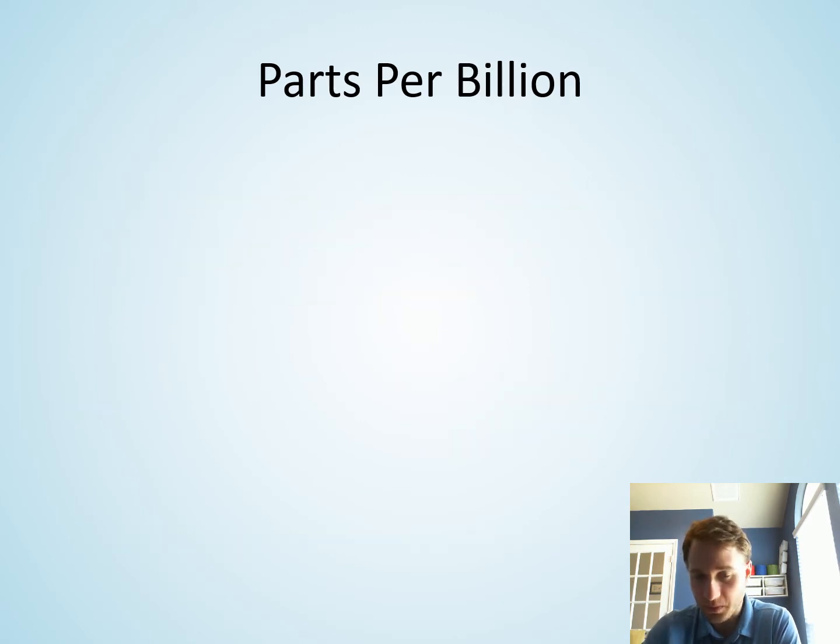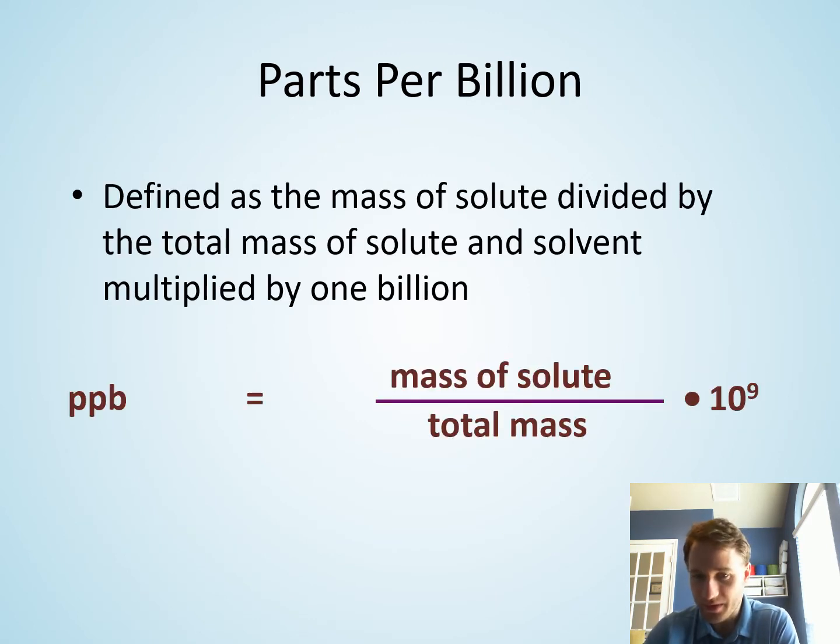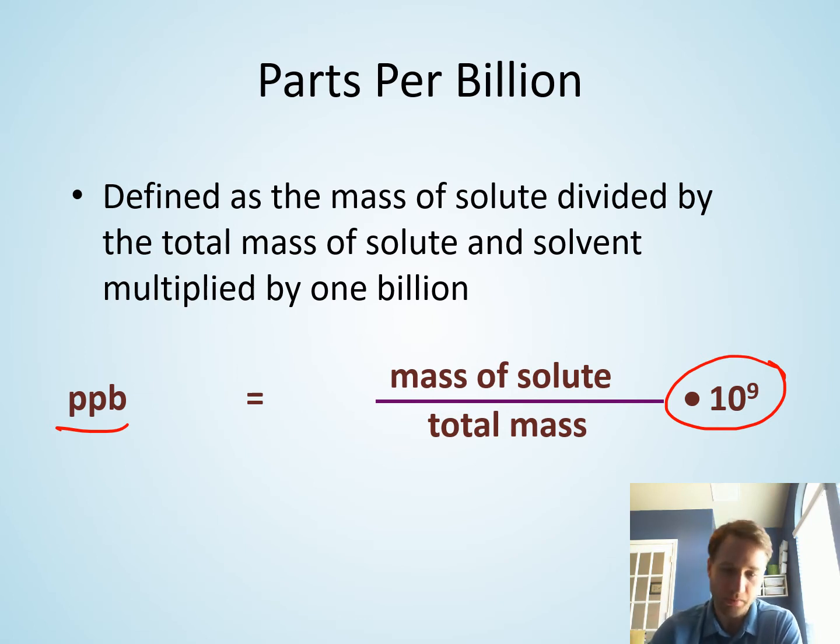And then we have parts per billion, which is the same type of thing, a mass ratio, where it's the mass of our solute divided by the total mass, but now we multiply it by 1,000,000,000. It has the abbreviation ppb. So again, parts per million, parts per billion, and mass percent all are the same ratio of the mass of the solute divided by the total mass. It's just one you multiply by 100, another you multiply by 1,000,000, and another you multiply by 1,000,000,000.